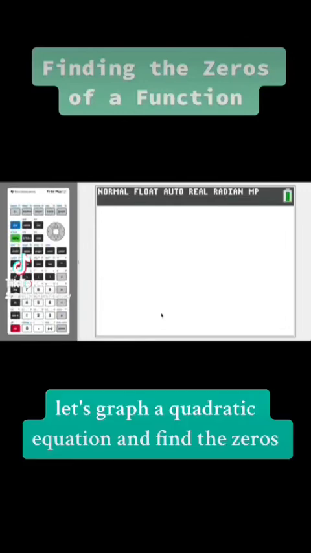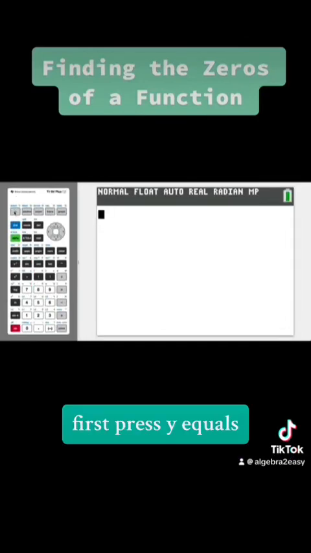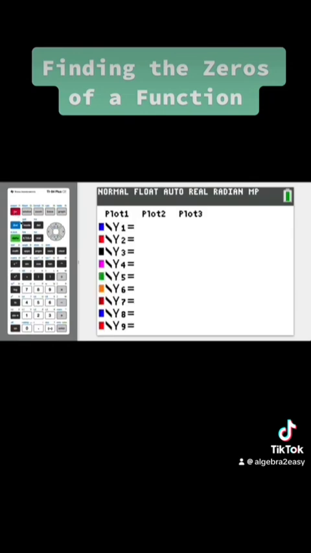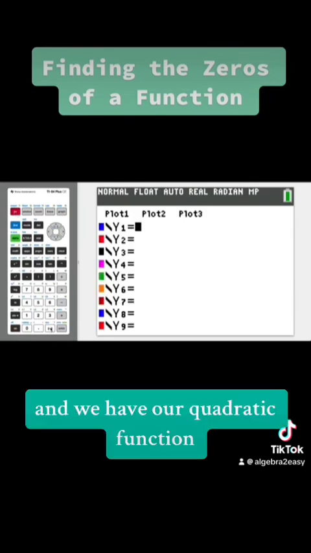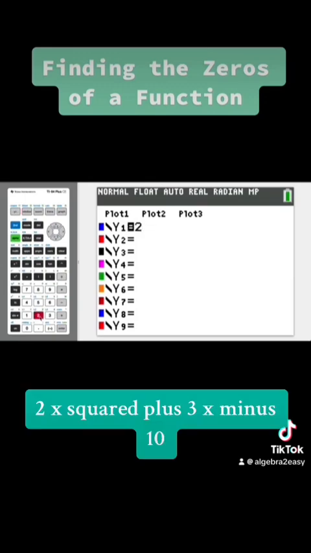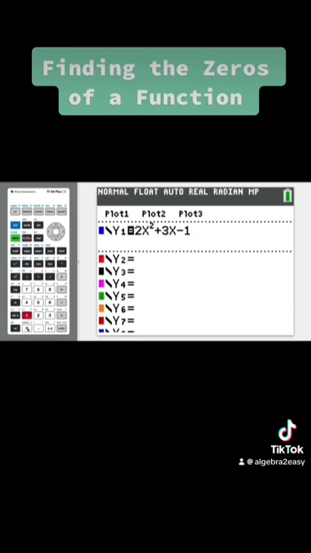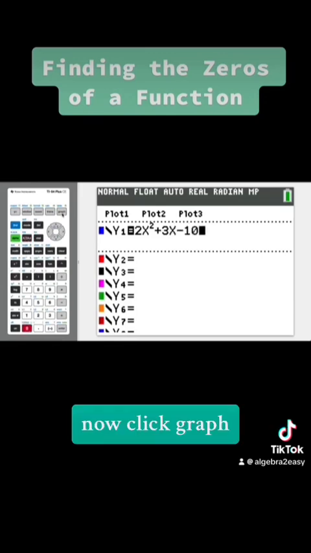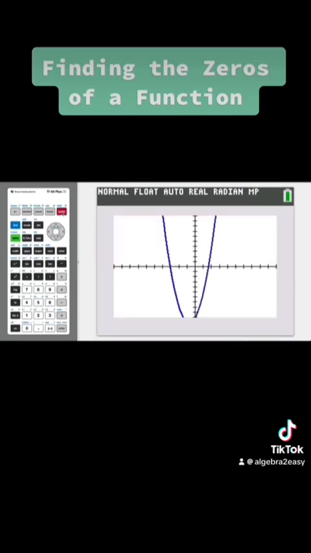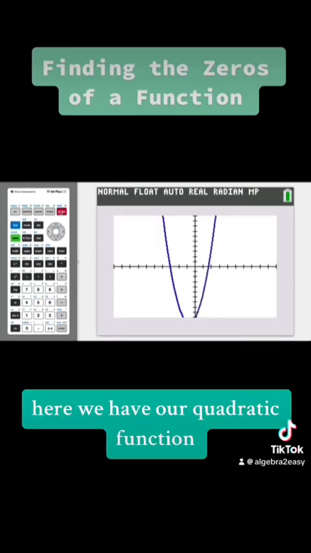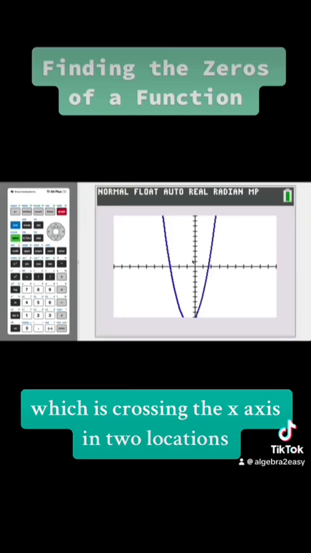Let's graph a quadratic equation and find the zeros. First, press y equals, and we have our quadratic function, 2x squared plus 3x minus 10. Now click Graph. Here we have our quadratic function, which is crossing the x-axis in two locations.